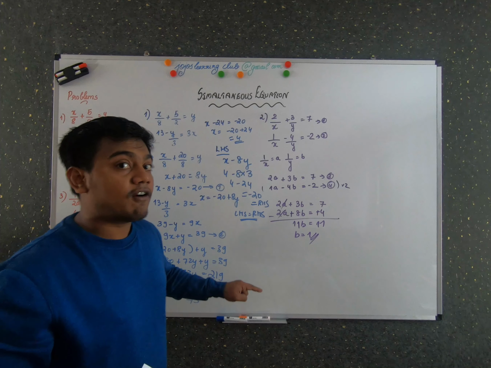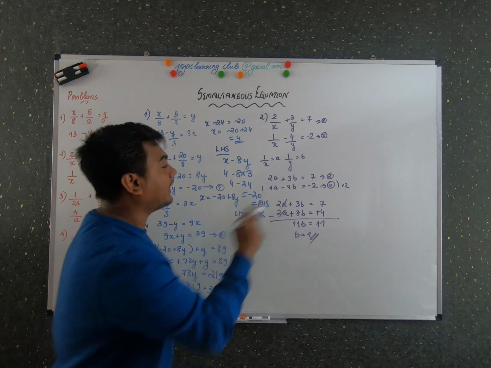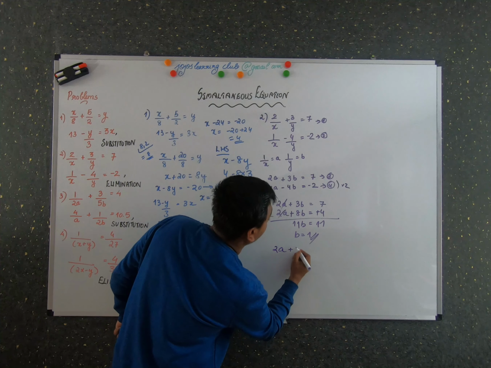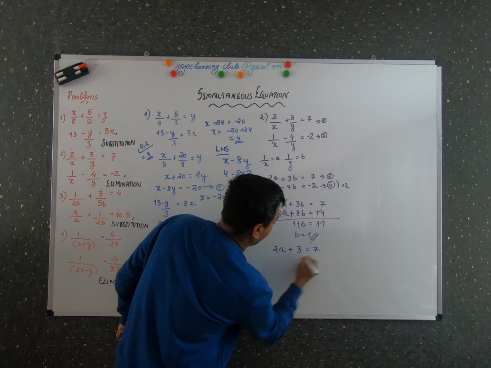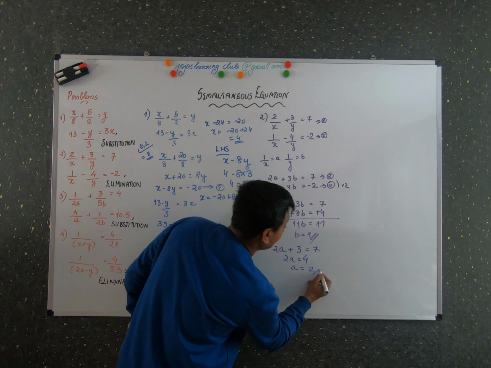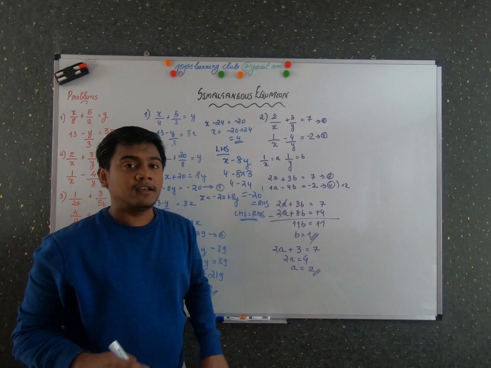Now once you get the value of b by the elimination method, you can substitute it in any of these equations and find the value of the rest. So 2a plus 3 into b, 3 into b is like 3 itself, equal to 7. So 2a is equal to 4, and the value of a is 2. So it's very easy, right? You got the values of a and b.